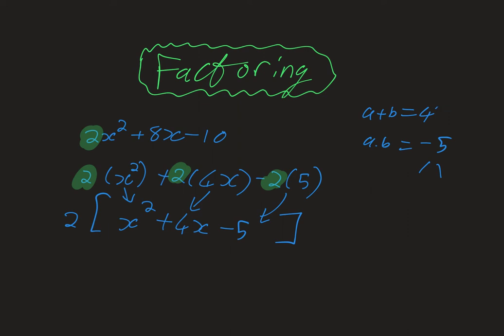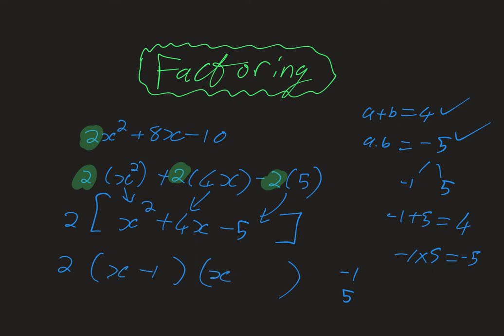What if we swap the negative sign around? What if we said negative 1 and positive 5? Then we get negative 1 plus 5, and that's going to give us 4, so that works. And negative 1 times 5 of course gives us negative 5, so we're good there. So we have negative 1 and 5 as our factors. Then we'll rewrite the 2 because we're just leaving it, and proceed to factor as normal: x minus 1 and x plus 5.